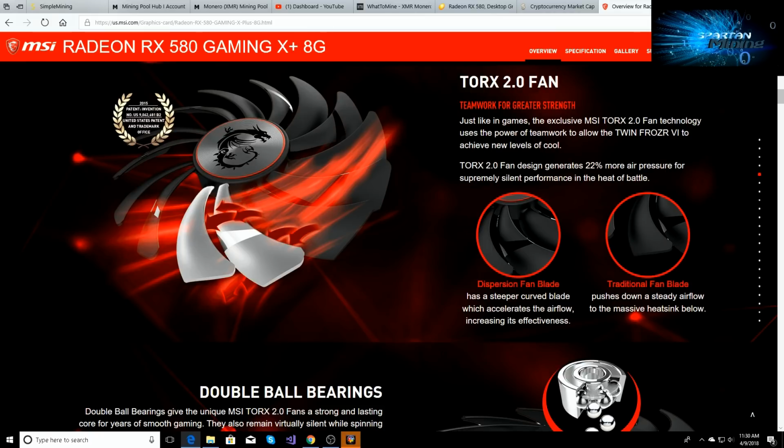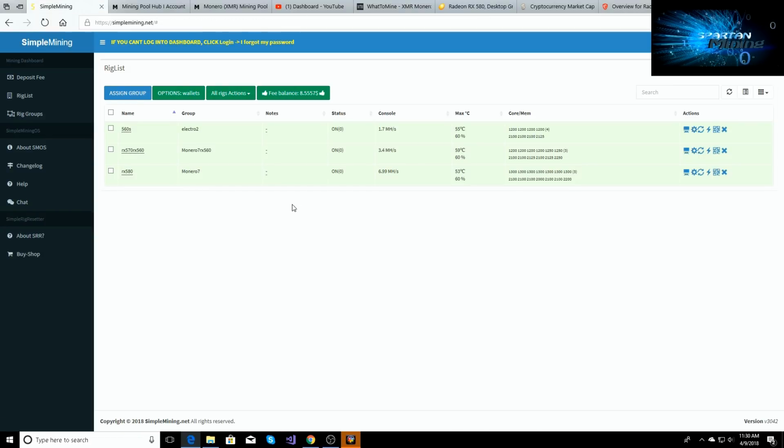So if you have them, congratulations. I mean, even with this BIOS mod, you can still put it on Ethereum. You can't undervolt it too much. And you can't really bump the memory up, but you can expect to get around 30 to 31 hash rate across the board.